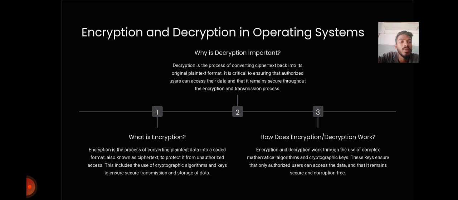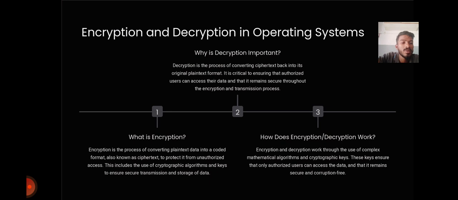What is the importance of decryption? Decryption is a process of converting the ciphertext back into the original plain text format. It is to ensure that authorized users can access their data, but it remains secure throughout the encryption and decryption process.